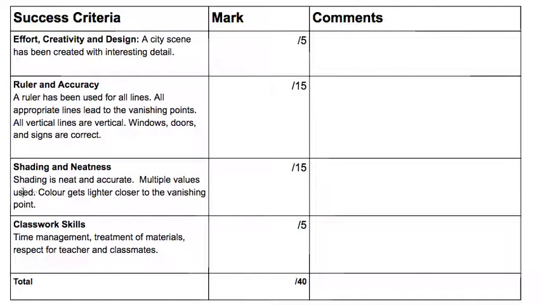And then your shading and neatness is in terms of your coloring. So are you shading or coloring neatly and accurately? Are you using multiple values, for example, in the grass? And does the color get lighter as it gets closer to the vanishing point?